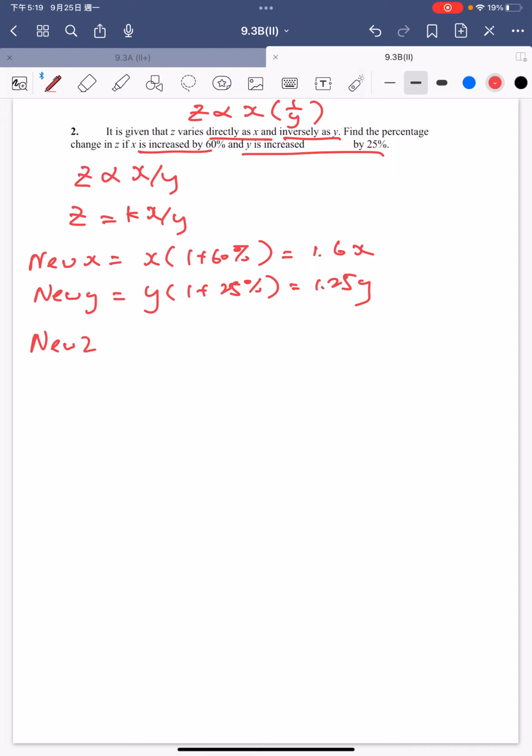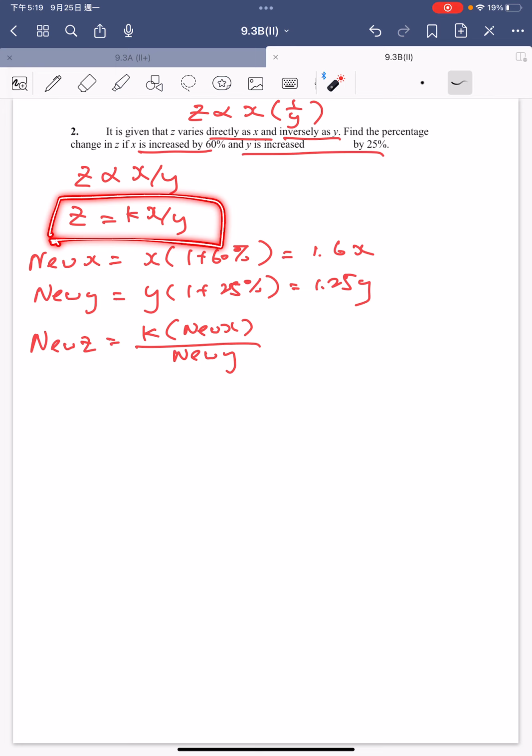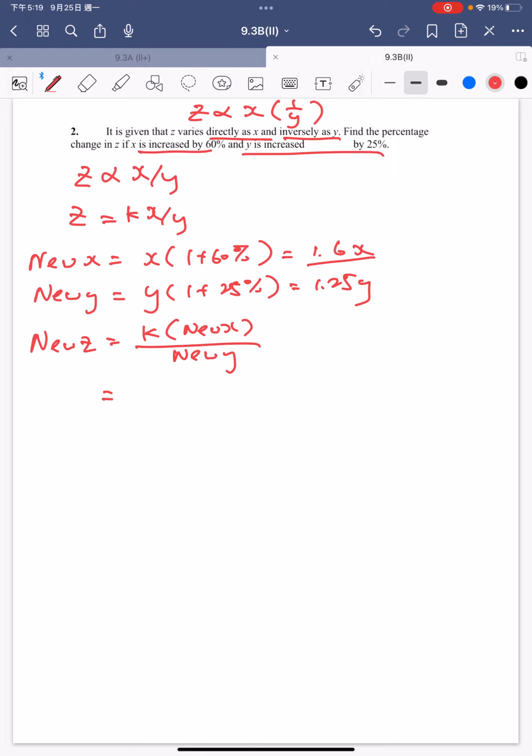So the new z is going to be equal to k times the new x, divided by the new y. So again, we have z is equal to kx over y. The z changes to new z, the x changes to new x, and the y in the denominator changes to new y. So now we can substitute our new values into our formula.